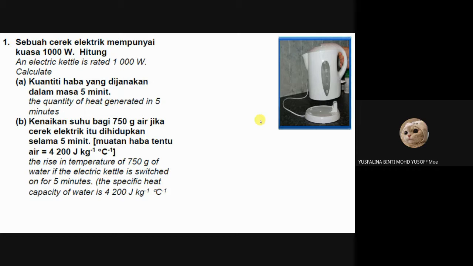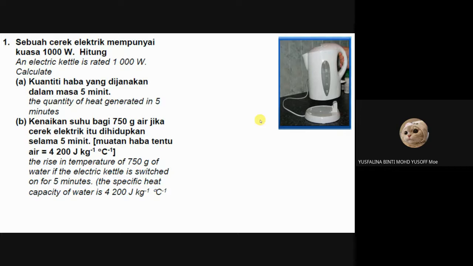Okay, so this one is specific heat capacity. What is the specific heat capacity? The amount of heat needed to raise 1 degree Celsius for 1 kg of substance. So there must be an increase of 1 degree Celsius for 1 kg of substance. That's the meaning of the specific heat capacity: how much energy is needed by the object to increase 1 degree Celsius, but the object must have a mass of 1 kg.